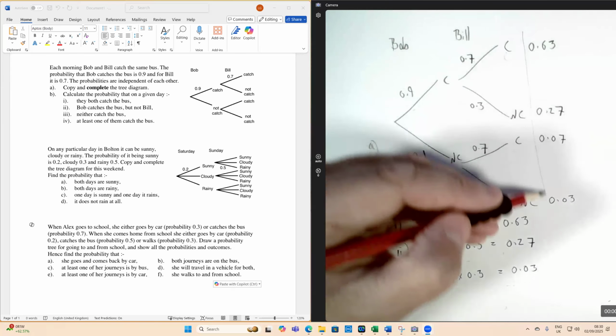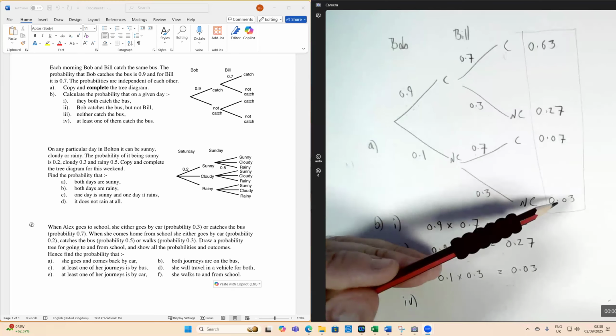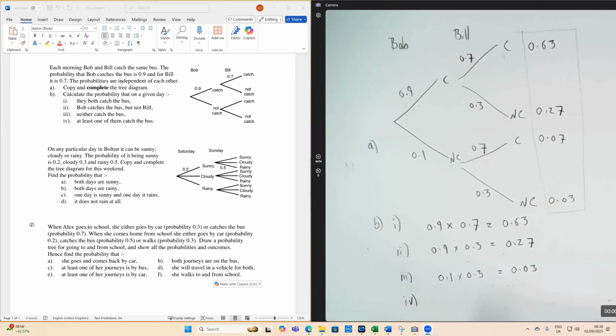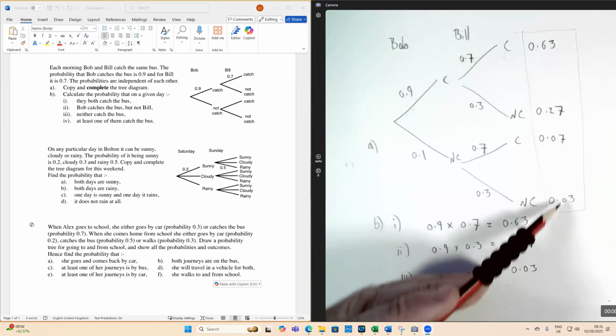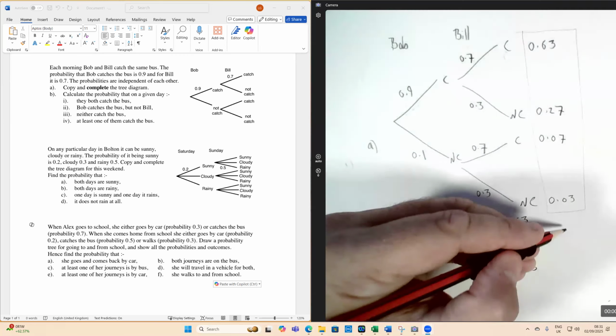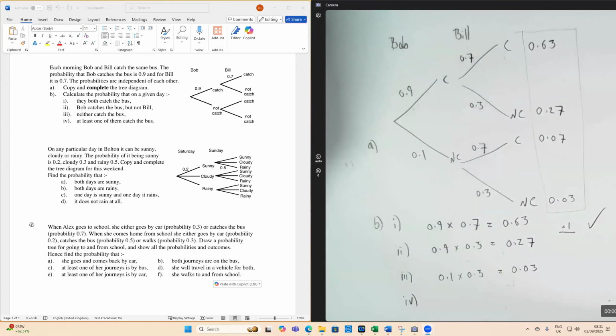Now I can check and see whether these are all correct, because this is the entire universe. This is all of the possible outcomes that could conceivably happen. So if we are correct, all of these, when we add them up, should come to 1. So we've got 0.63, add 0.27, add 0.07, add 0.03, and when we add all those together, it does come to 1. So we know that these probabilities are correct.